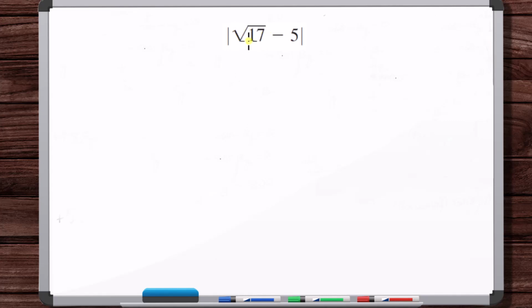So we know that the principal root of 17 is somewhere between 4 and 5, but not equal to 5 and not equal to 4. So since this is between 4 and 5, we know that this is going to be a negative answer. 100%, this is going to be negative. So knowing that, how can we remove the absolute value? Well, we say this.